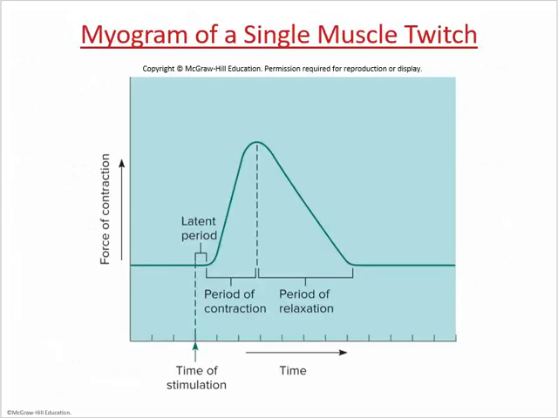So a single muscle twitch looks like this. You go from the time of stimulation, so this is when the acetylcholine is released, to the first period of contraction. This is the latent period. It quickly builds more and more cross bridges to a peak of contraction, and then as the calcium gets pumped away, you get fewer and fewer cross bridges, and it's the period of relaxation.